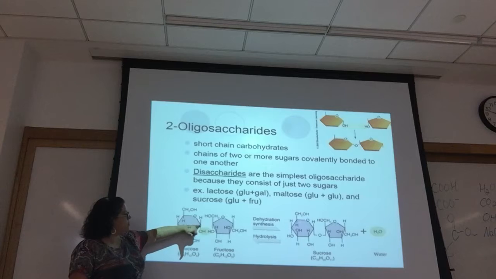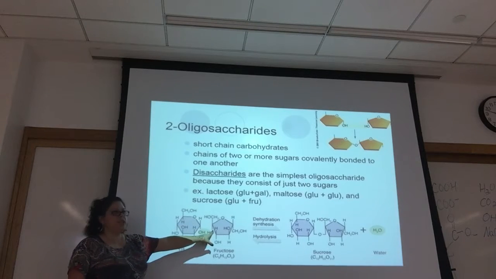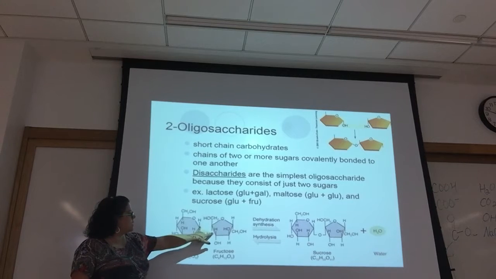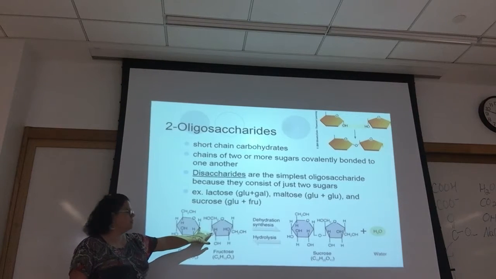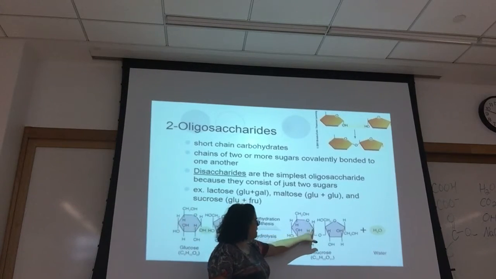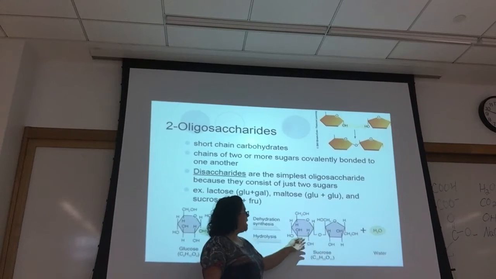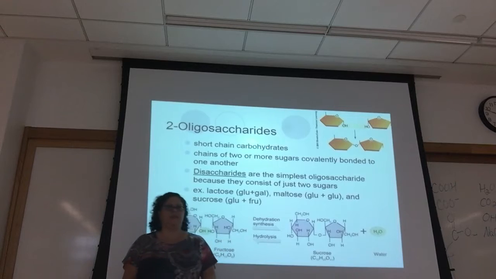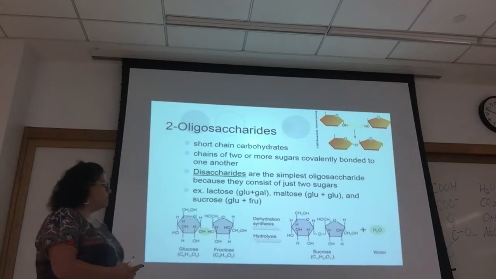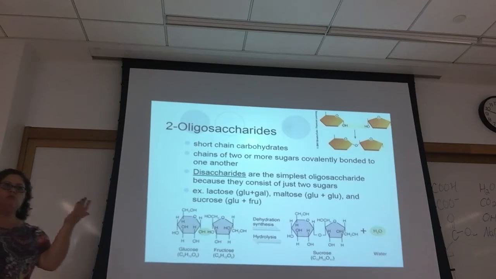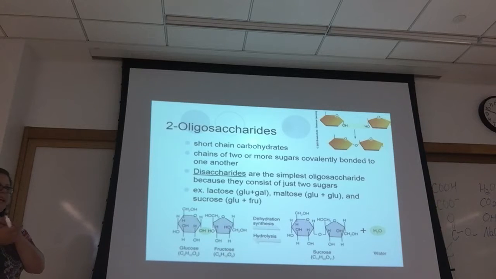Now this carbon is lonely, and this oxygen needs something else to bond to. So the carbon over here is going to bond to this oxygen. And you'll see that link right here. We have now synthesized sucrose, our disaccharide. Two rings, two monosaccharides bonded together.